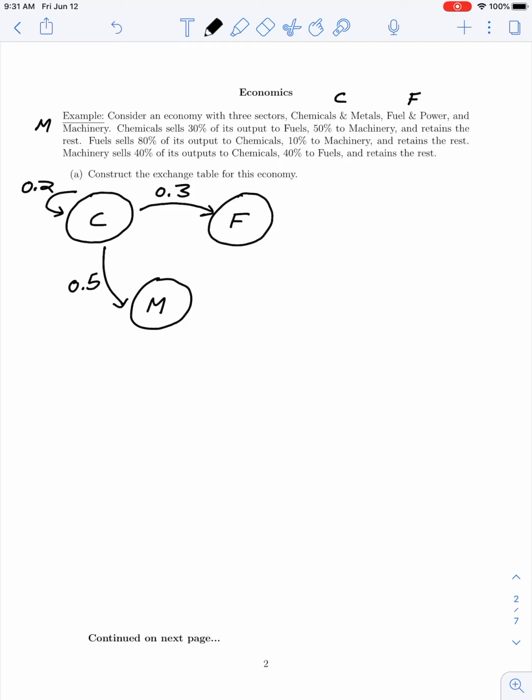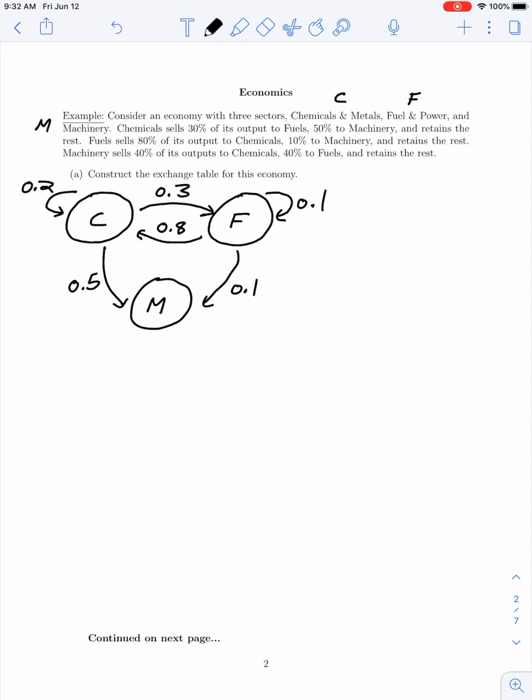Now we're also told that fuels sells 80% of its output to chemicals. So from fuels to chemicals, 80% of the output is sold. 10% goes to machinery. So from fuels to machinery, we have 10%. So that is a total of 90% being sold to other sectors. And they retain the rest, which would be the remaining 10%.